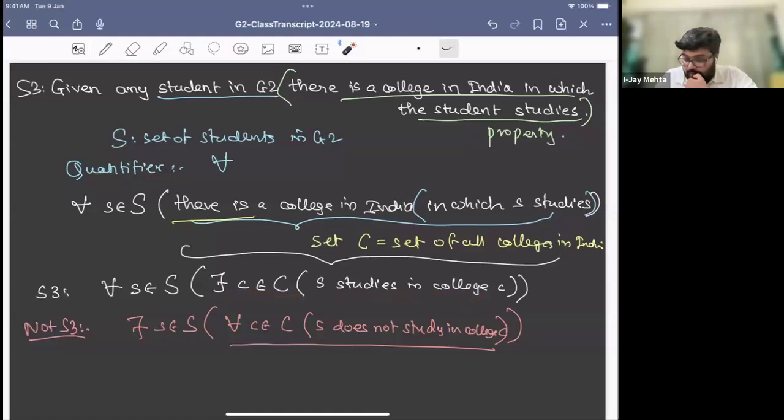Now negating. We are speaking about all the elements satisfying this property. When is a statement false? When there is some element for which this property does not hold. So it comes to the negation of this: there is a college for which something is true. Given any college, this is not true. So we are negating this: s studies in college C, so s does not study in college C. Simple negation, right? Do you understand this? If you understand, say yes.